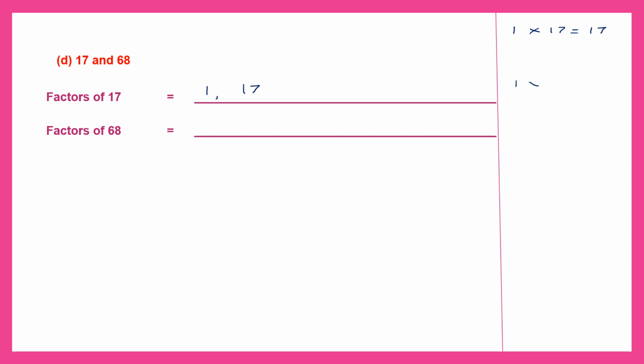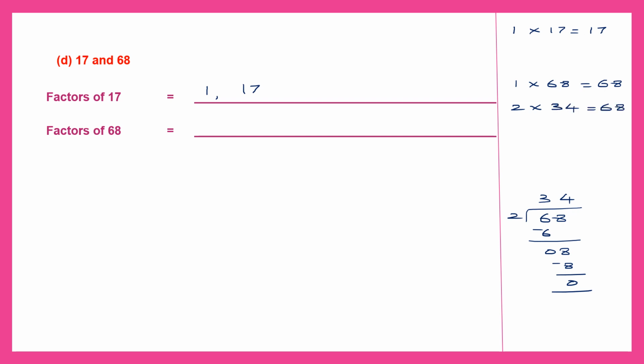So starting with 1, 1 into 68 is 68. You can go to 2 because 68 is an even number. Now 2 into what is 68? Let's divide 68 by 2 and see. 2 3s are 6, minus 0, 8. 2 4s are 8, minus 0. So 2 into 34 is 68.